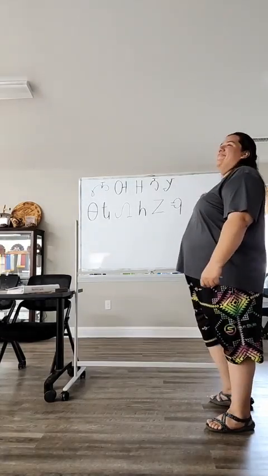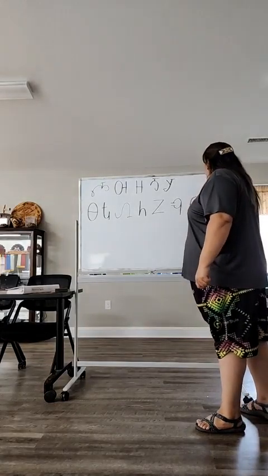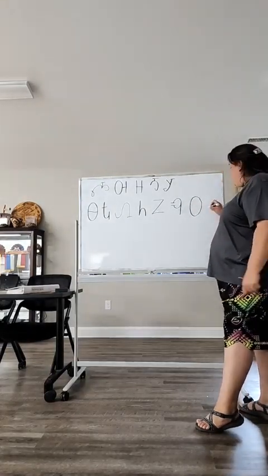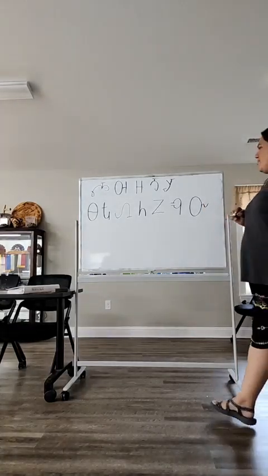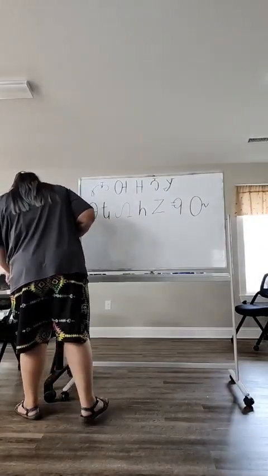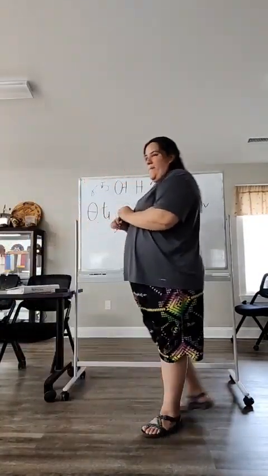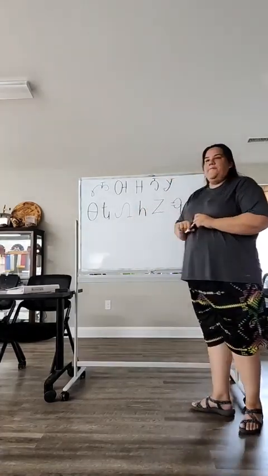Then we have what? What's it look like? An O with the tail. Yeah. And then, this is the one we went over last week, right? So, let's practice these ones first.